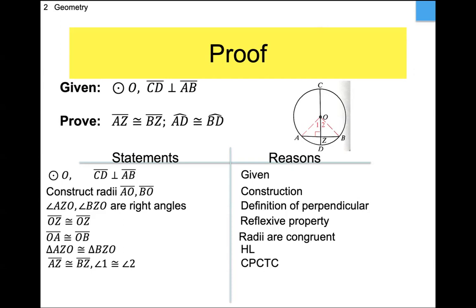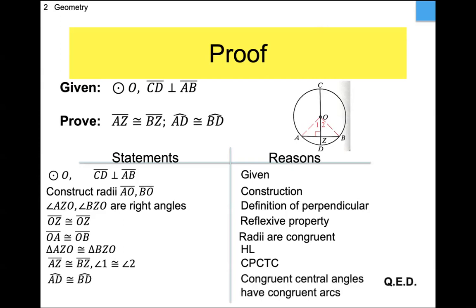And so the respective arcs are AD and BD. Therefore, they are also congruent. And that's how the proof ends. All right. So let's write this one up.